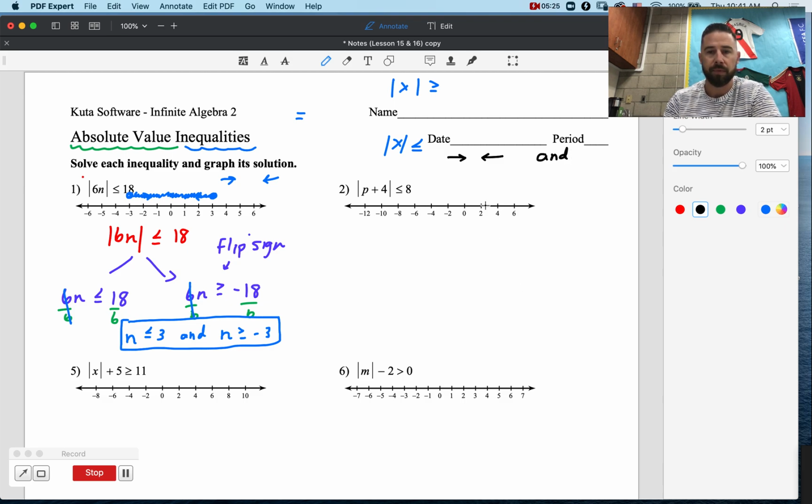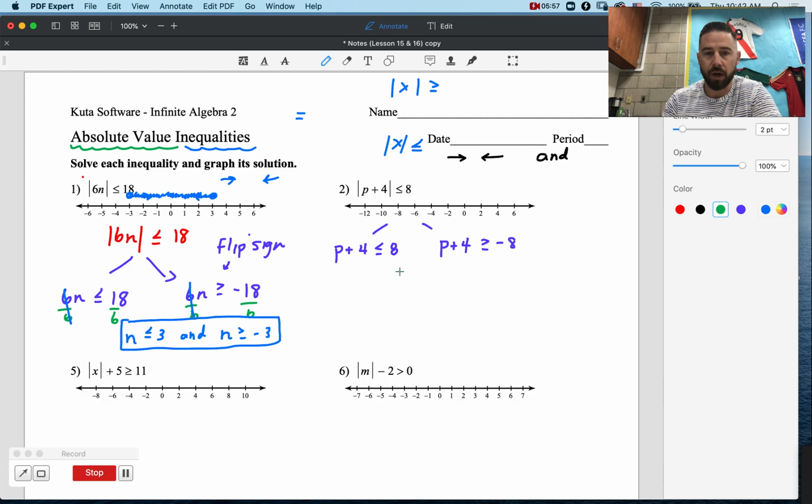Okay, that's what we've noticed so far. Okay, let's do the same thing here and see if the rules apply. We have our absolute value by itself, so technically we can split it up, right? We can say P plus 4 is less than or equal to 8. And on the second one, we say P plus 4. What do we do here? We flip the sign, that's right, and we make it negative 8.